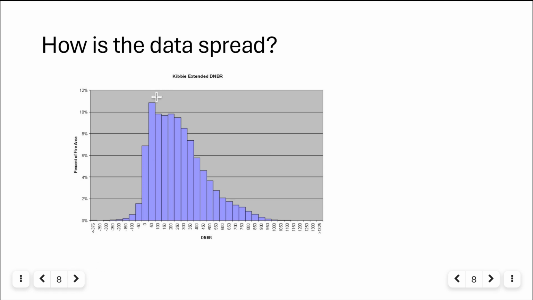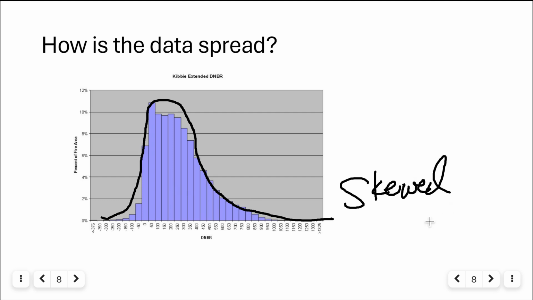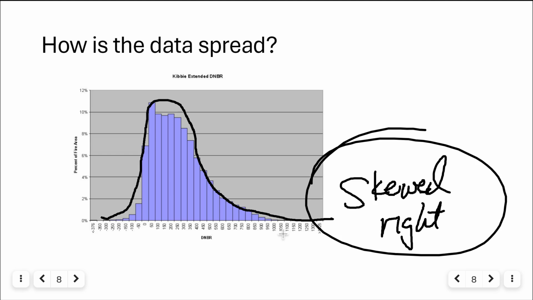All right, so how is this data spread? This data is spread like that if we draw it. So most of the data is on the left, very little is on the right. So this data is skewed right. Okay, it's skewed to the right.